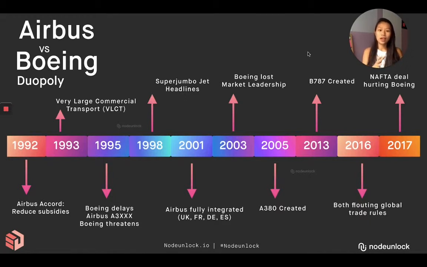Then after that, in 2016, they were both caught flouting the global trade rules like NAFTA for Boeing, and there are also other subsidy rules that they're arguing about with Airbus and the EU. And then the NAFTA deal in 2017, thanks to the president of the US, was actually hurting Boeing, and so it really affected their market share. And as you know, recently the Airbus 737 was also affecting the market share of Boeing. But we're not going to focus on that.